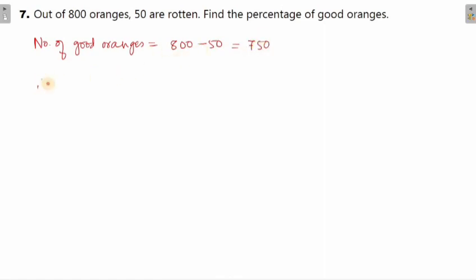So therefore, the percentage of good oranges will be how much? See, how do we find percentage? We'll find the total number of oranges. We'll write the total number of oranges in the denominator, which is 800. Now since we are interested in the good oranges only, the number of good oranges will be kept in the numerator. Okay, and we have to write into 100%.